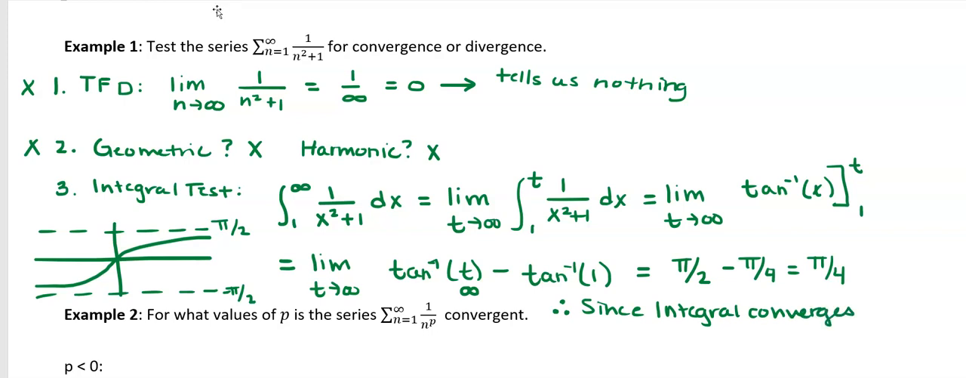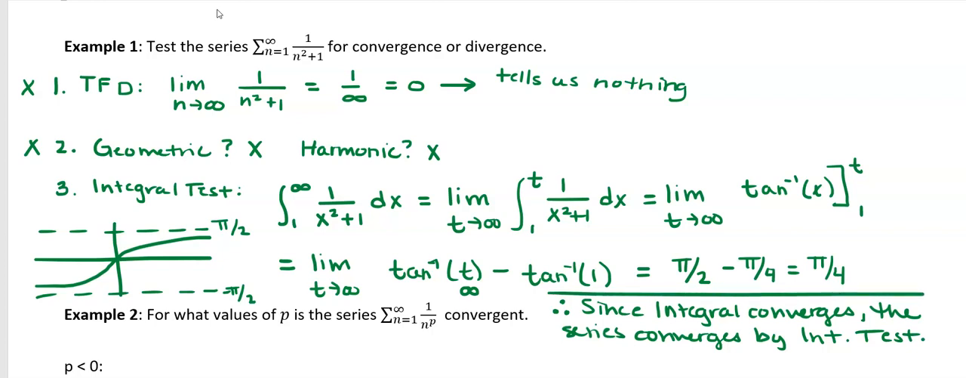And the fact that it's converging to pi over 4 is really no matter. All we needed to know is that it's converging. Since the integral is converging, we can say the series will also converge. And then you need to state what test it is that told you that information. So we would say the integral test.